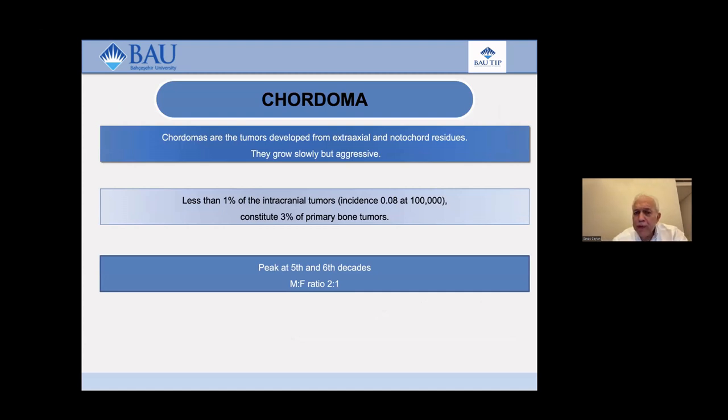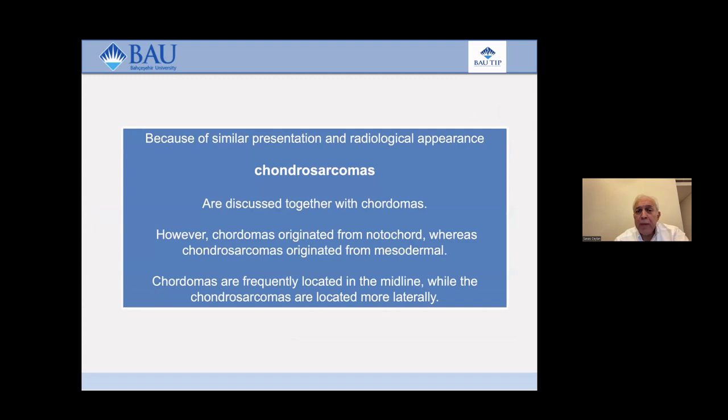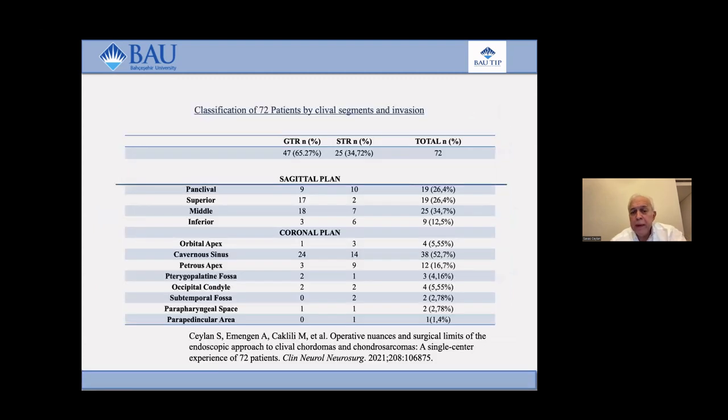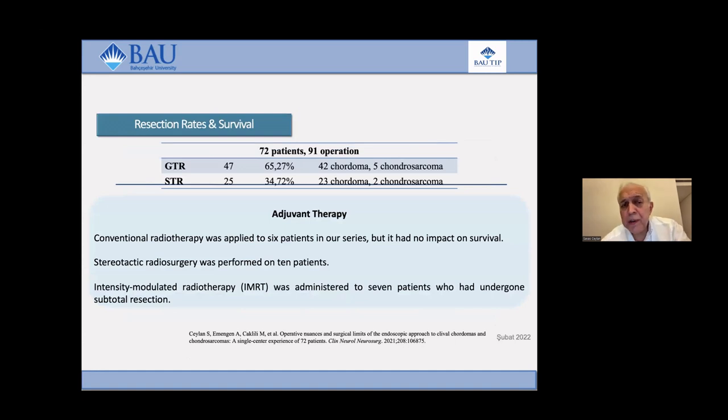Chordomas are tumors developed from extraaxial notochord residues. This tumor grows slowly but is aggressive. Because of similar radiological appearance, chondrosarcomas are discussed together with chordomas. We reported our experience with 72 cases of chordomas and chondrosarcomas 3 years ago. Of these, 9 cases were located in the inferior clivus and craniocervical junction. In this series, our gross total resection rate was 75%.